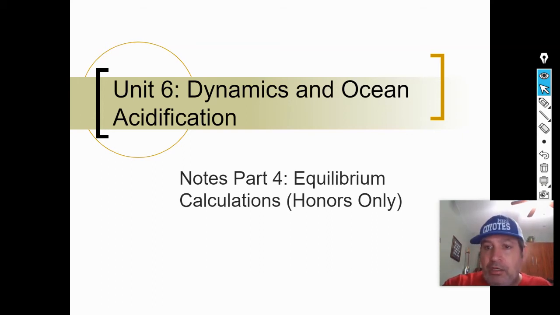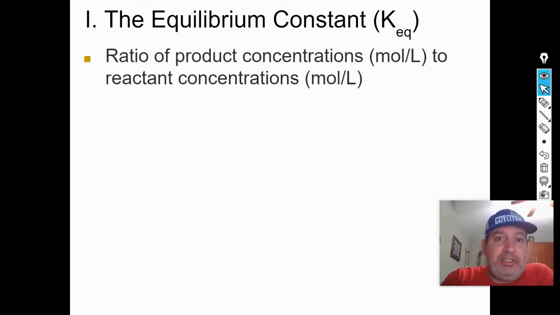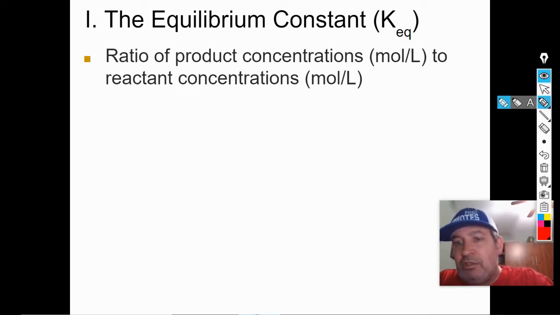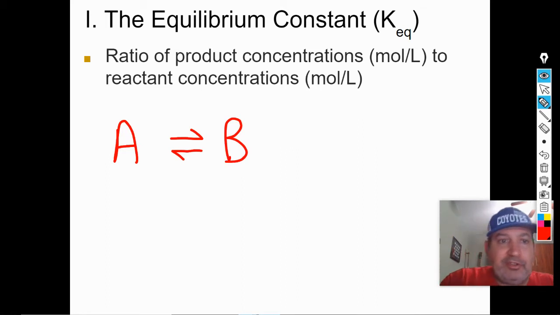So, let's look at something known as the equilibrium constant. Now, this is an important concept. The equilibrium constant, as you're going to see, is a ratio of product concentrations in moles per liter to reactant concentrations in moles per liter. So let's say we've got an equation where A is turning into B. These are just fake things.